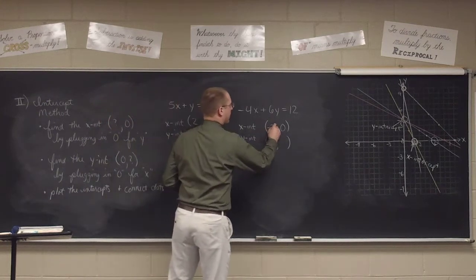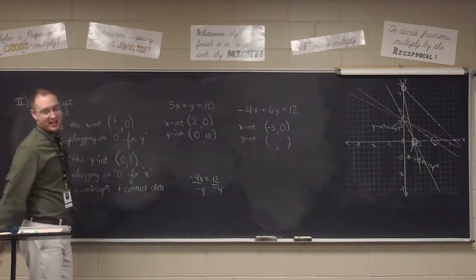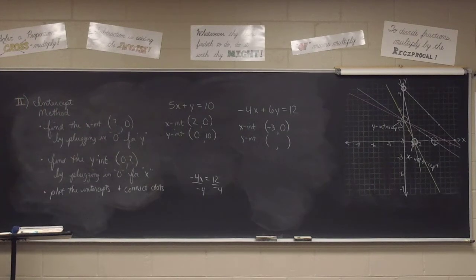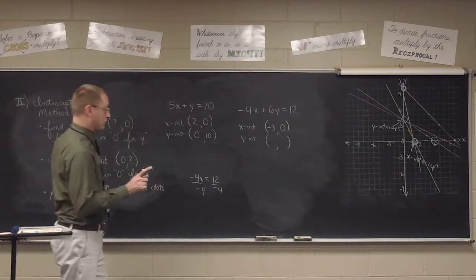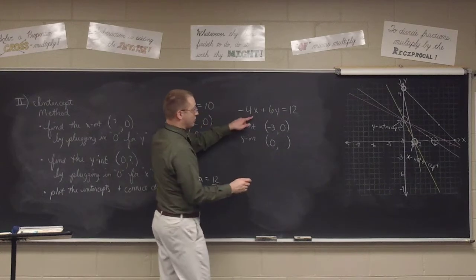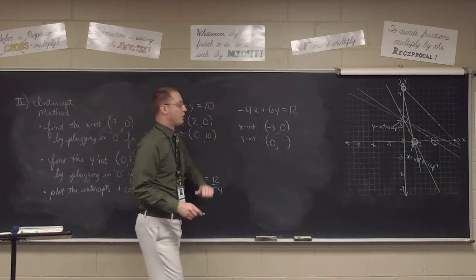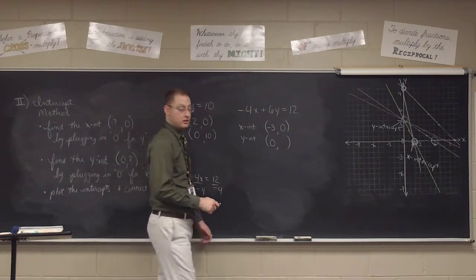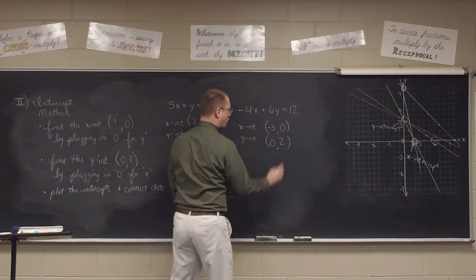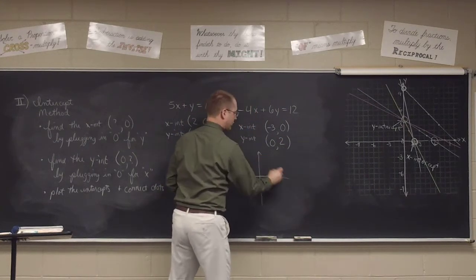Negative 3. For redemption, Gavin, I want the y-intercept. That means I need to plug in 0 for x. Gavin, if I plug in a 0 for the x, the whole term drops out. What do I get for y? 2.